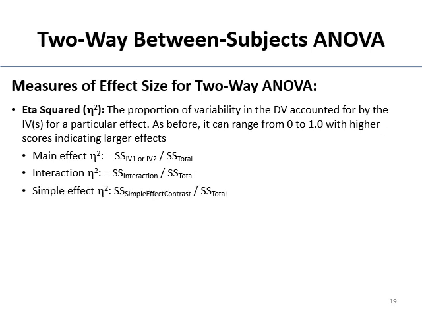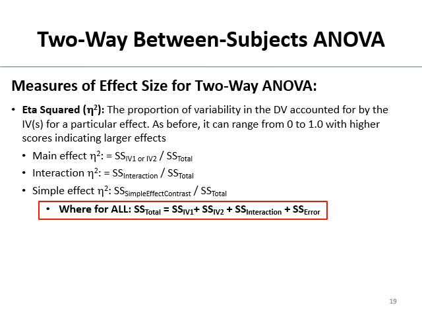So for your simple effects, it's also the same thing. Sum of squares for that simple effect divided by the sum of squares total. The thing that's weird is you've got to get the sum of squares total from the prior table. It's not the sum of squares total for the simple effect. So the sum of squares total equals the following: sum of squares for the main effect of IV1, sum of squares for the main effect of IV2, plus the sum of squares of the interaction, plus the sum of squares error. You add those things up in the table and then calculate your eta squareds.